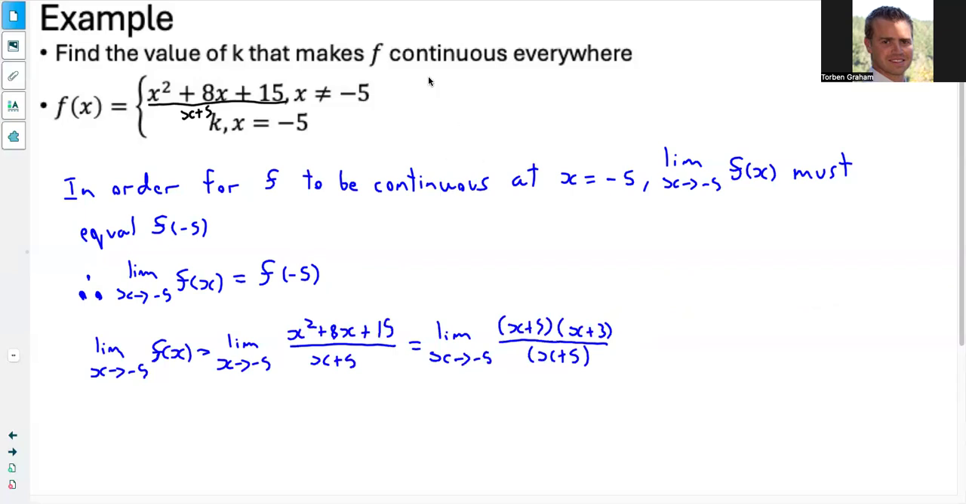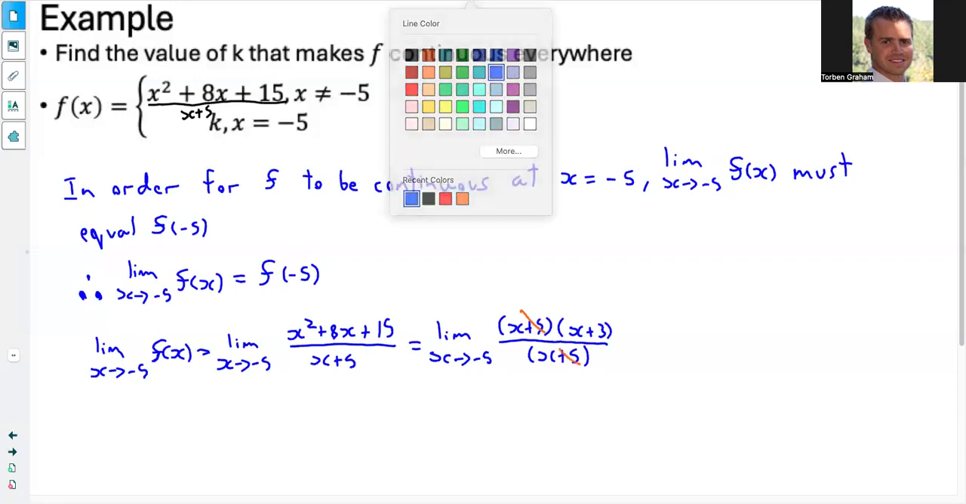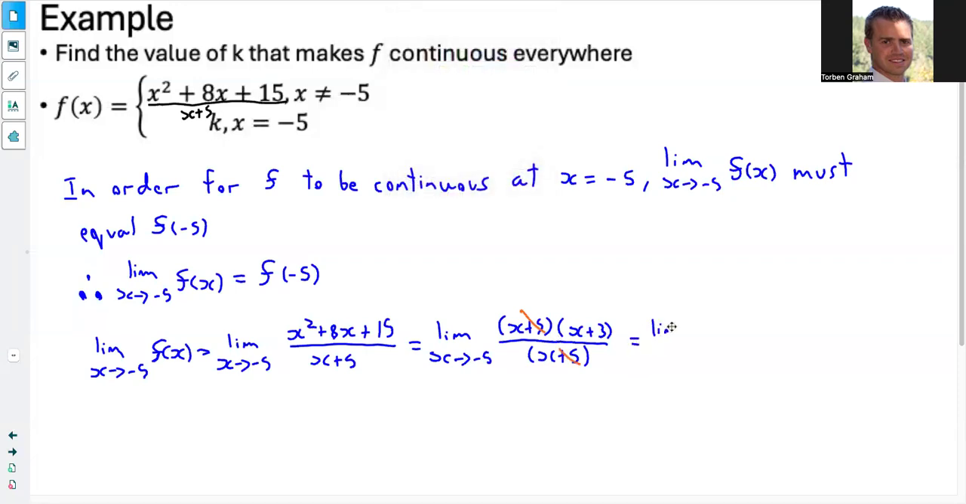Now what we'll notice is these cancel out, which leaves us with our limit as x approaches -5 of x plus 3. Now we'll do our direct substitution, so that'd be -5 plus 3, giving us -2. And therefore, k must equal -2.